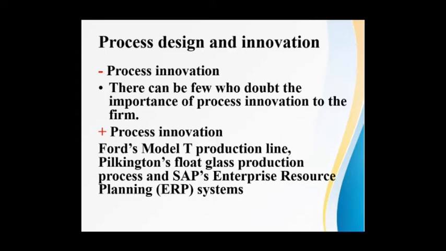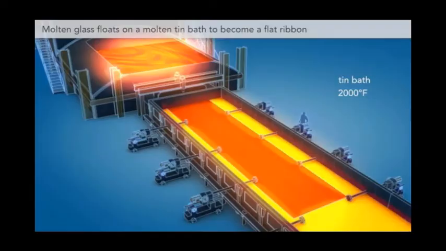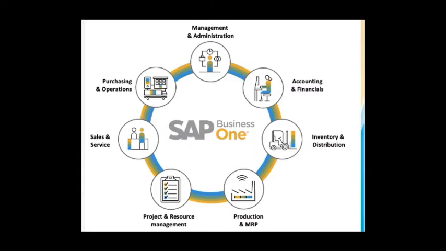Process innovation. This is a negative part. There can be few who doubt the importance of process innovation to the firm. Kasi yung ibang company mas tinutuunan nila ng pansin yung product innovation. Hindi nila binibigyan pansin yung process innovation. Pero meron namang mga kumpanya na binibigyang importansya yung process innovation. Tulad ng Ford's Model T production line, isang motor company, Pilkington's float glass production process, and SAP's Enterprise Resource Planning System, isang powering industry.